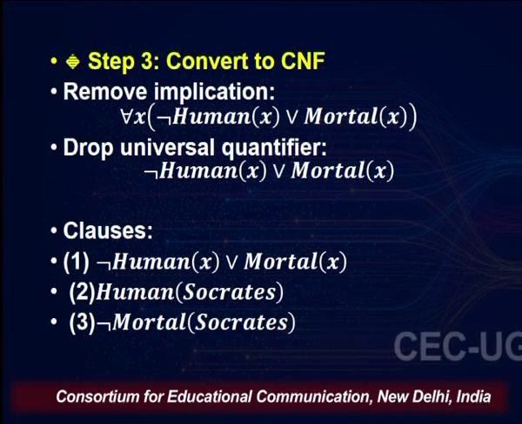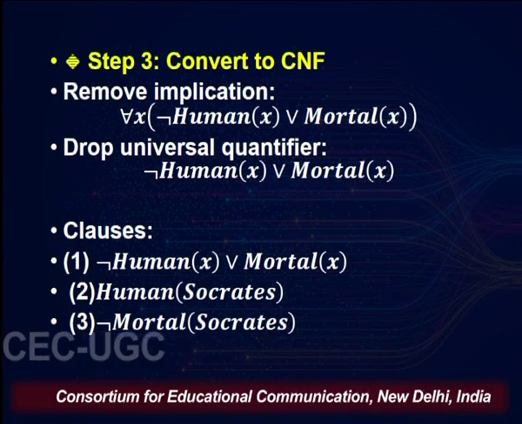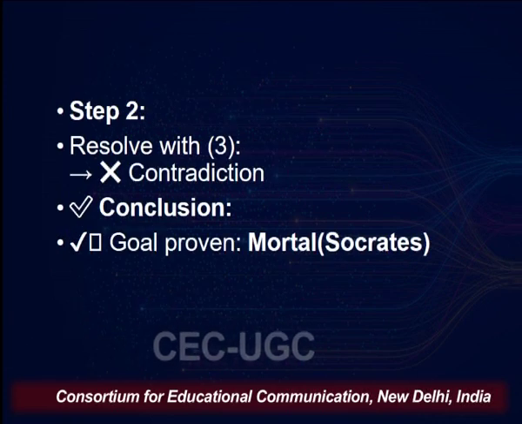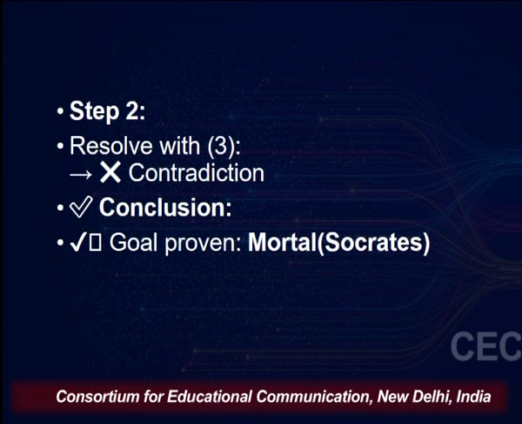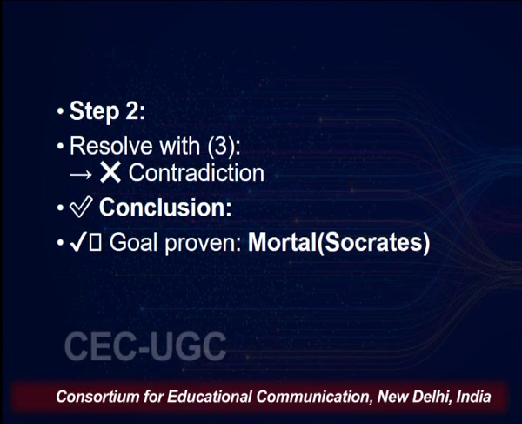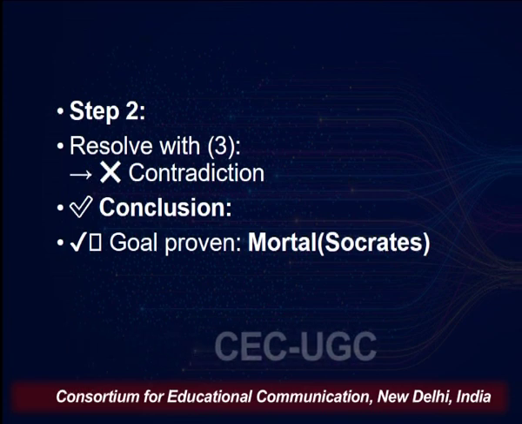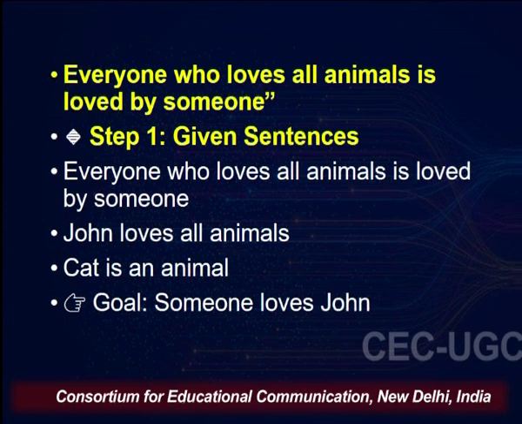the empty clause. And when we have a contradiction, we can conclude that our goal, mortal Socrates, has been proven, because the negation of the goal has already been added into the clauses, and the whole process is done with the help of the technique which is known as refutation.